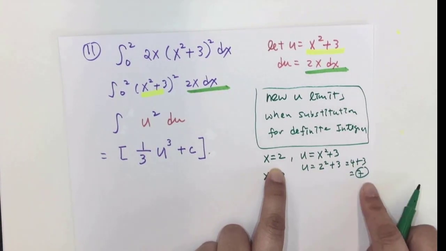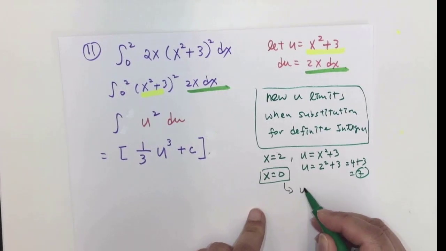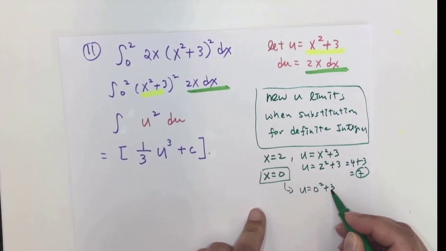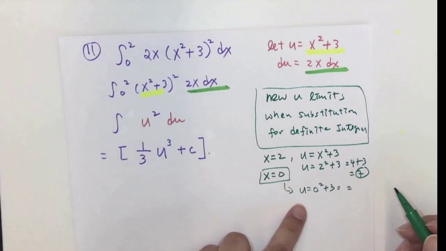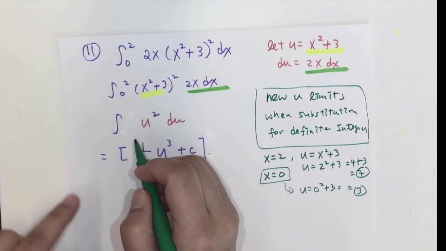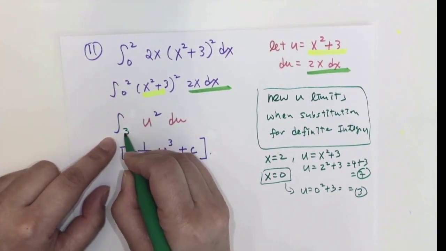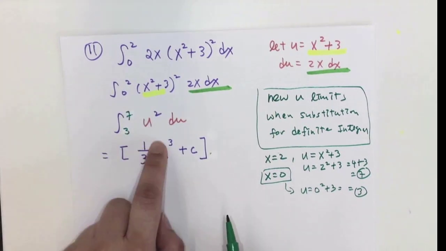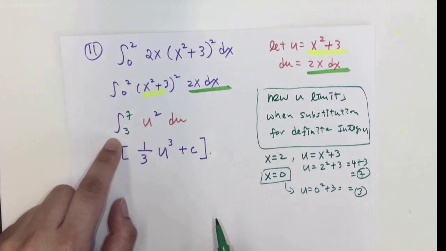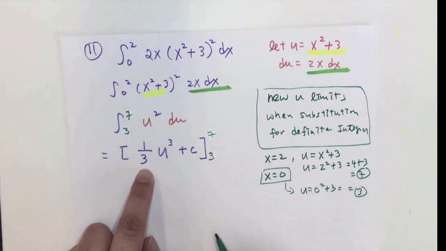So the new u upper limit is 7. And then if x equals 0, plug it in again: u equals 0 squared plus 3 gives me the new u lower limit, 0 plus 3 is 3. When I put in the u, I need to also change the limits from 3 to 7. Once you substitute with u, you also need the new u limits. So after we take the integral, then 7 here and 3 here, right?